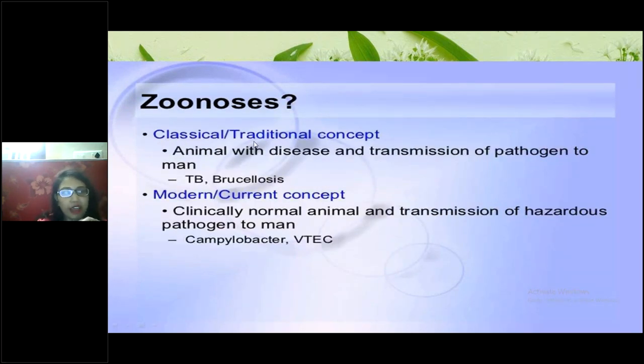The classical or the traditional concept of zoonosis is that an animal with a disease, and this particular disease is transmitted by the transmission of the pathogen to man. For example, tuberculosis, which is having bovine origins, or brucellosis, which you have already discussed. But the modern or current concept is that there can be a clinically normal animal, and the transmission is there of a hazardous pathogen to man. So it can be Campylobacter or the verotoxigenic Escherichia coli. So we never know. So the animal may be clinically normal. They may not have a particular disease. They may not suffer from the disease, but they may be harboring that particular pathogen.